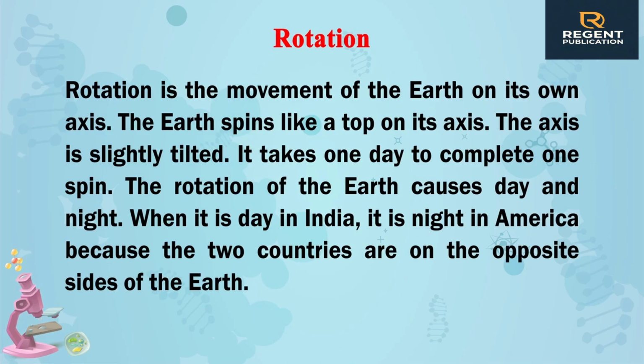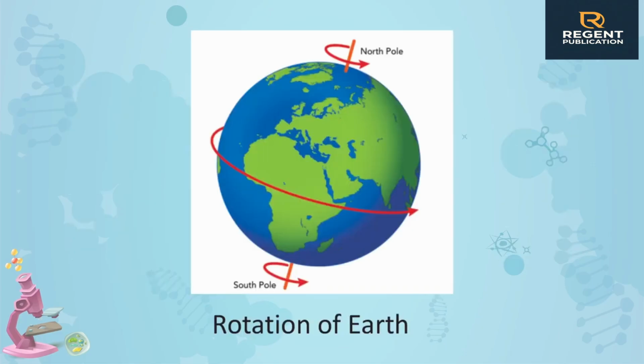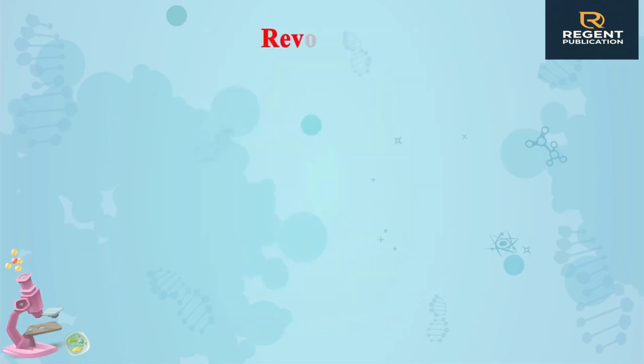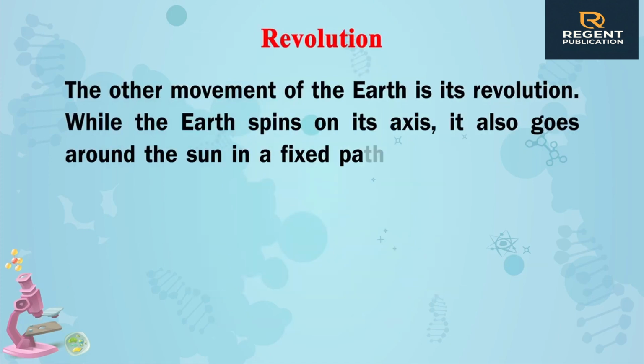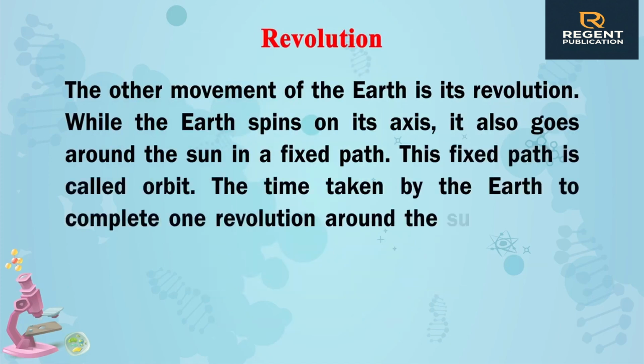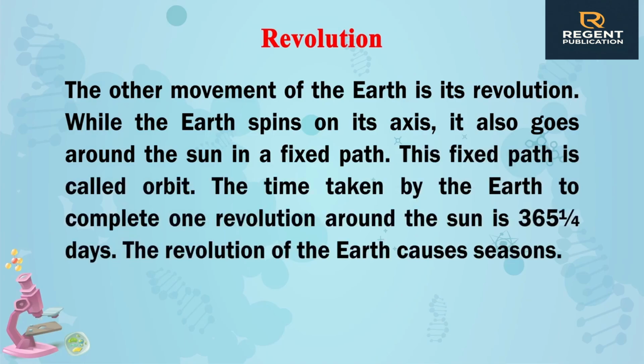It takes 1 day to complete one spin. The rotation of the Earth causes day and night. When it is day in India, it is night in America because the 2 countries are on the opposite sides of the Earth. Revolution. The other movement of the Earth is its revolution. While the Earth spins on its axis, it also goes around the Sun in a fixed path. This fixed path is called orbit.